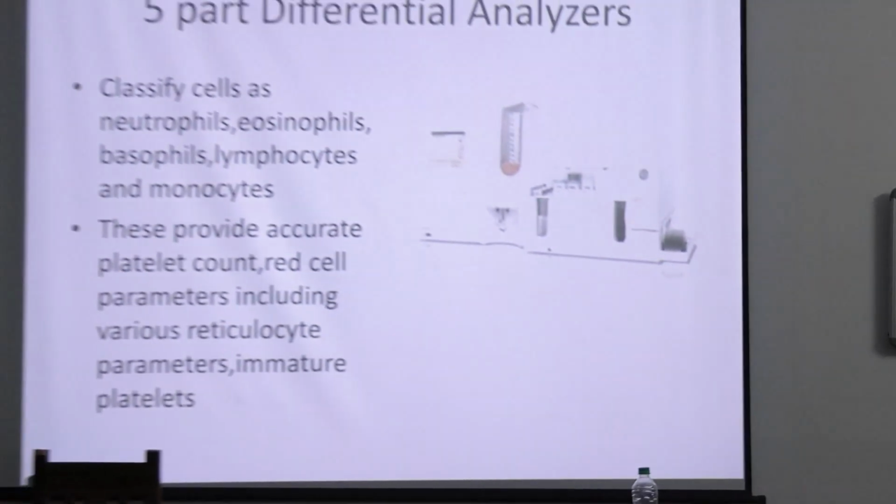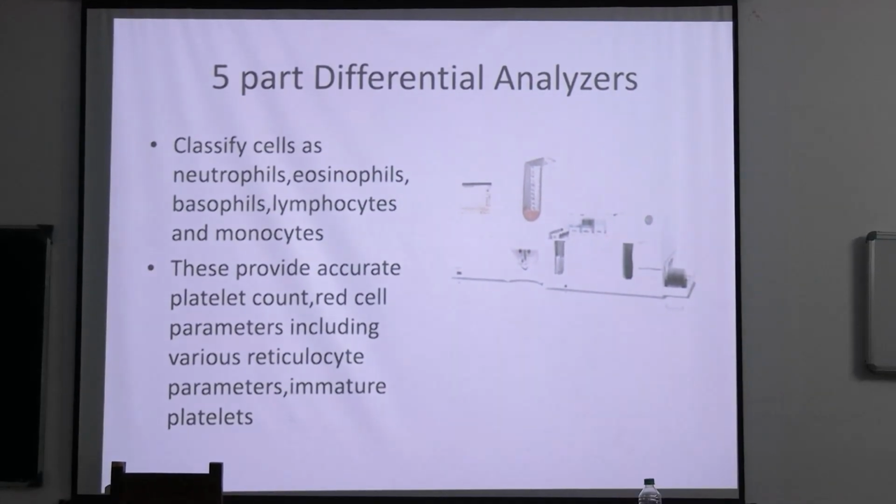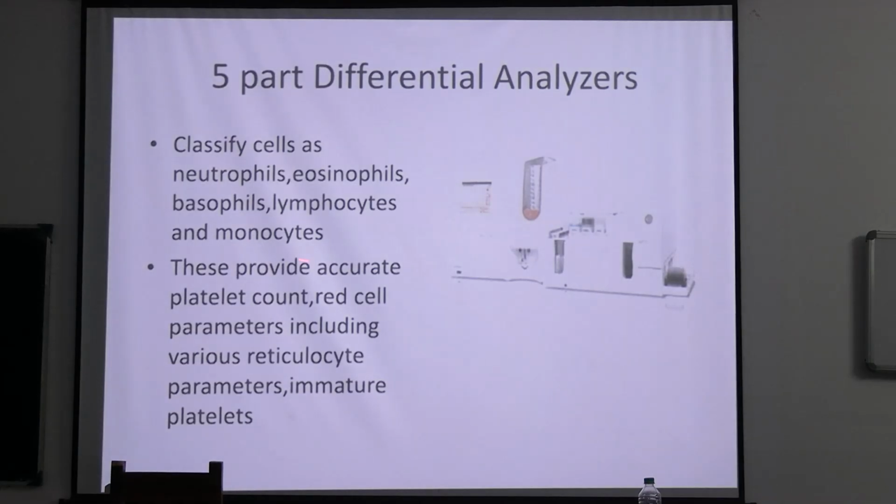And this is a 5-part analyzer. All the parameters are same except you will get neutrophils, eosinophils, basophils, lymphocytes, monocytes. You will get the total differential count as well as the absolute values. So, this is the difference between the 3-part counter and the 5-part counter. And the 5-part counter is, since it is an advanced machine, its results will be more advanced.